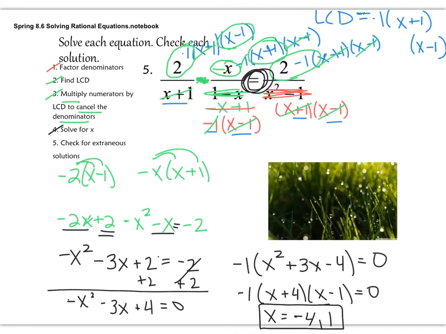And then checking for extraneous, go way back in the beginning. x cannot be, let's see, that denominator would give me negative 1. That denominator gives me a positive 1. Negative 1, positive 1. So my answers that I got of negative 4 and 1, the 1 is no good. So just x equals negative 4. And we are done. That was a lot going on, huh?